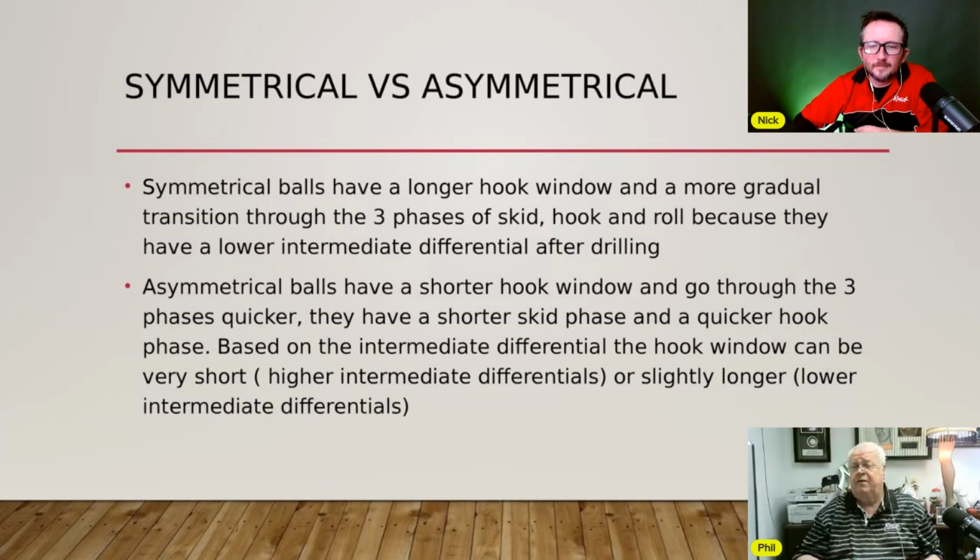So you do have some intermediate diff even on symmetrical balls after they're drilled. Now, and again, if you think about an asymmetrical ball motion, like Nick said, a lot of times it's more sweeping. You'll get some hook down lane, but it's not as quick and usually not as sharp as an asymmetrical ball. When you look at an asymmetrical ball, they have shorter hook windows and they go through the phases quicker. They have a shorter skid phase and a quicker hook phase. Based on the intermediate differential, the hook window can be very short.